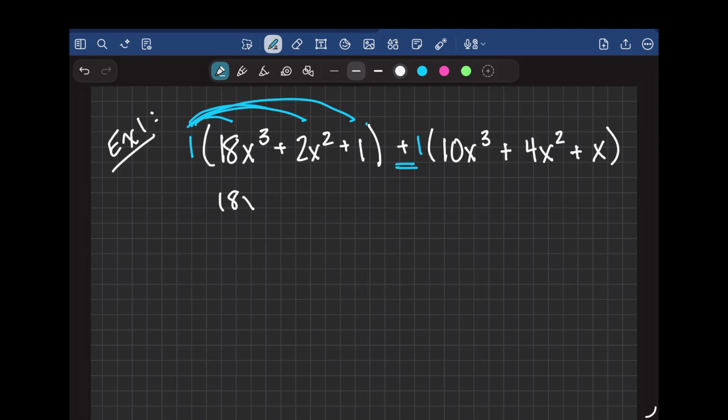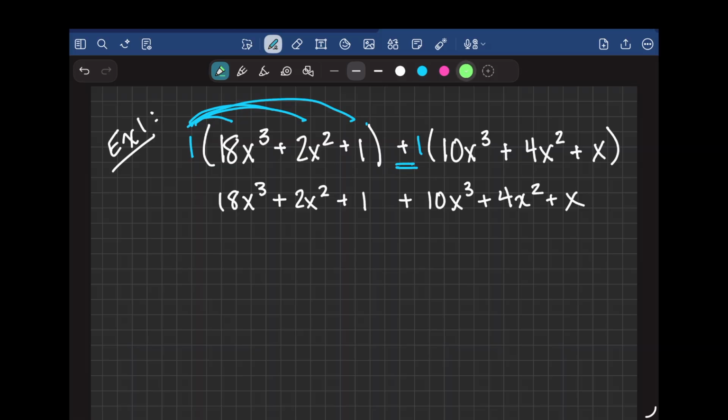So here I have 18x cubed plus 2x squared plus 1, and then my other set of parentheses plus 10x to the power of 3 plus 4x squared plus x. From here, we're going to combine like terms. There are a lot of different ways to do this, but I like to make a table. And I like to put the table in order from highest to lowest exponent. That way it's already in standard form when I'm done.